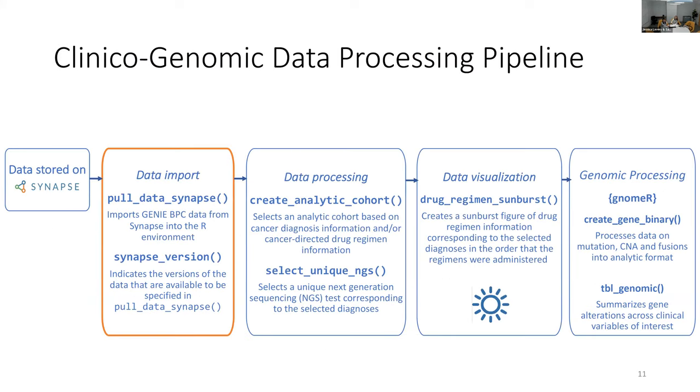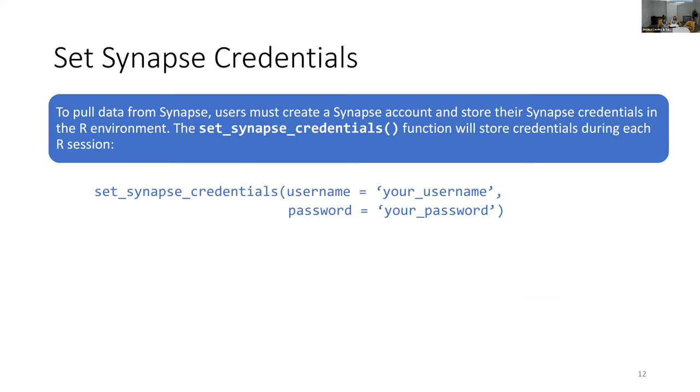Okay, so our first step is to actually import the data into R. To do this, you need to set your Synapse credentials using the set Synapse credentials function, which will store your username and password for Synapse during each R session. So if you just run the function with your username and your password, then you will get a message that you're connected.